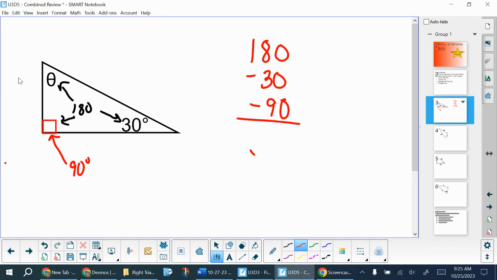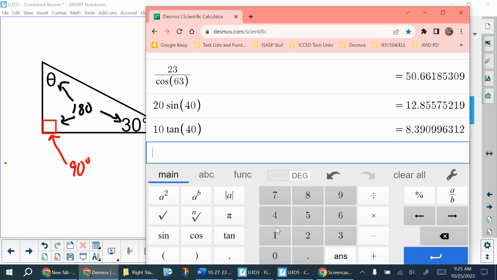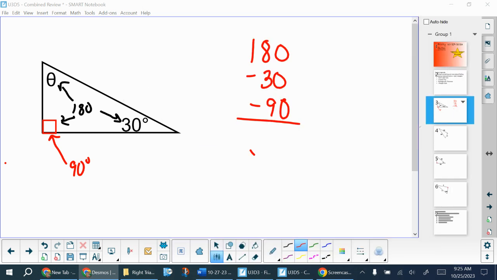Now, if you feel like you want to do that all in your head or on paper, you can go ahead and do that. But remember, we've got calculators. So I'm going to take 180 minus 30 minus 90 and get 60 degrees. So that tells us that theta is 60 degrees. That is kind of the easiest one. If you've got the angle and you've got the 90, you can find that other angle just by subtracting from 180. So pretty straightforward on that one.